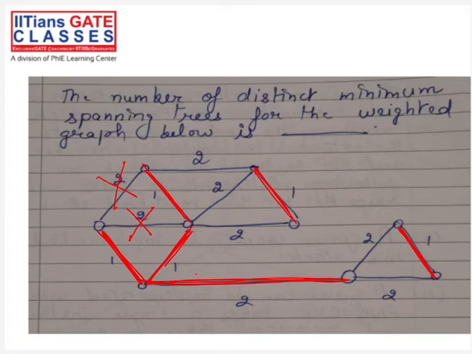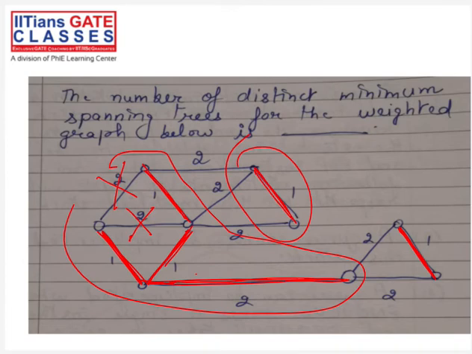The reason is that this edge connects two vertices which were never connected before. Now see, I need to connect this part and this whole part, correct? So I can use either this or this or this. Any one edge will be sufficient to connect these two parts. So that means three choices over here. And the remaining part I can connect using either this edge or this edge. So two choices over here.